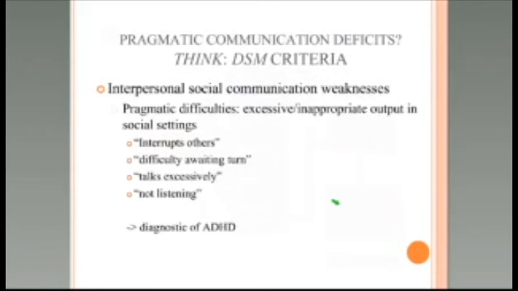We'll walk through this in more detail. When you think pragmatic communication difficulties, think about the DSM criteria for ADHD. So there are interpersonal social communication weaknesses that can be evident in ADHD. But generally speaking, these literally reflect the diagnostic criteria. So you see excessive or inappropriate output in social settings, such as interrupting, talking excessively, difficulty waiting their turn, not listening to others. So these are literally pragmatic social weaknesses, but reflect ADHD in particular.